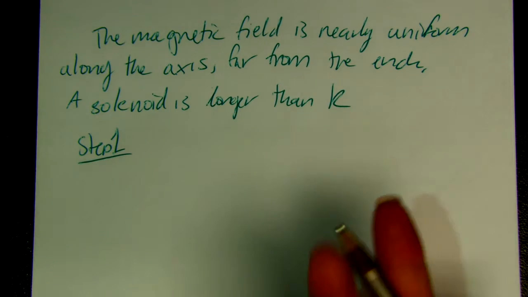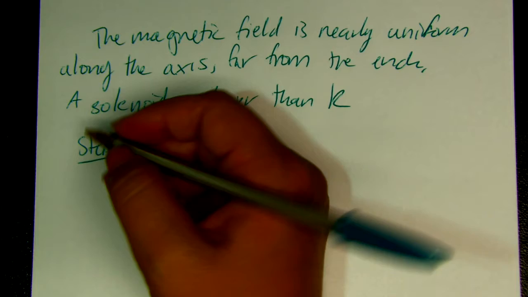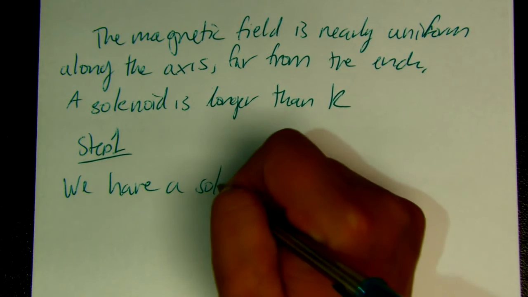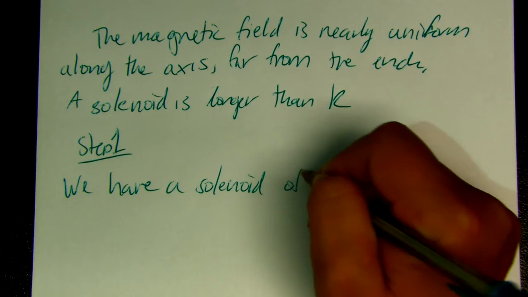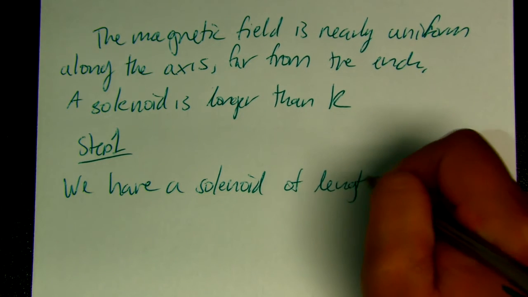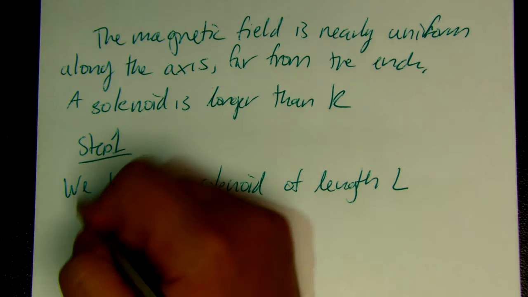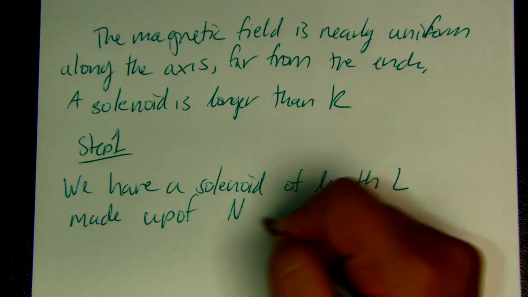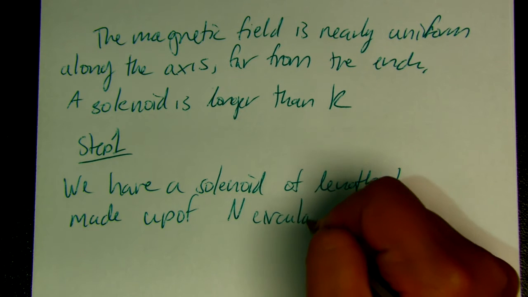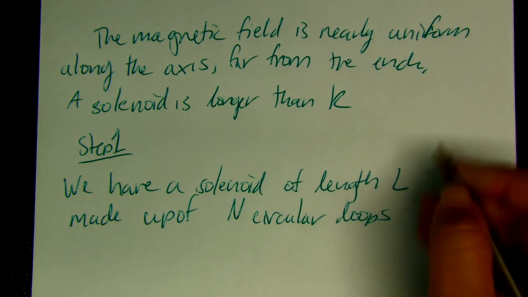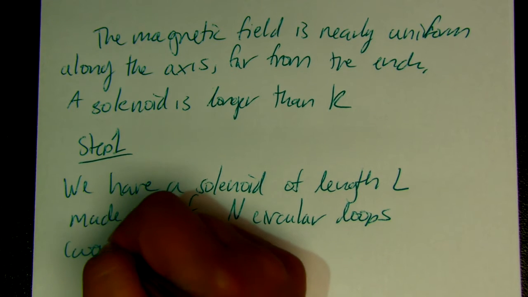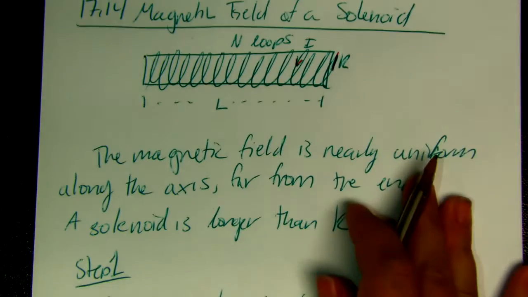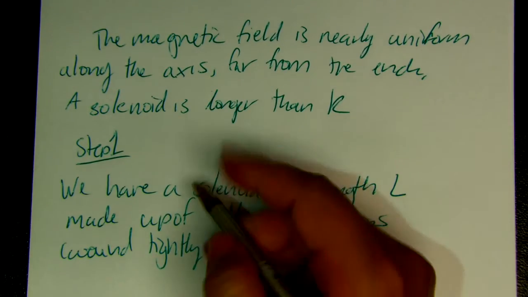All right, so if we take our normal approach to looking at fields, we need to look at the contribution from one piece of the solenoid. So we have a solenoid of length L made up of N circular loops, and they're wound very tightly, so you don't have gaps like I drew here.